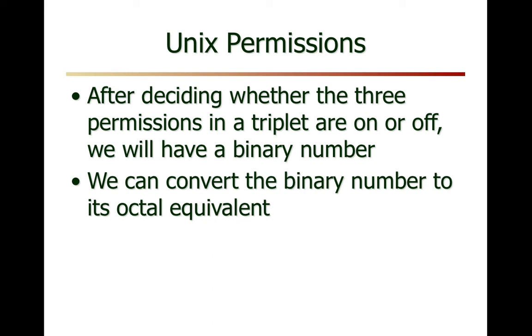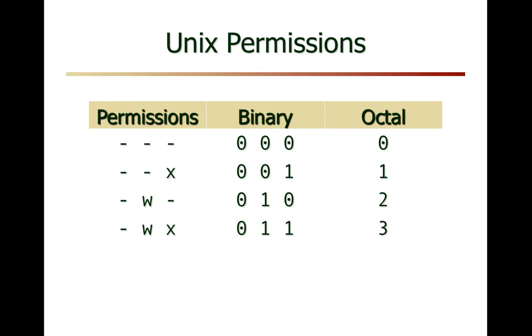After deciding whether the 3 permissions in the tuplet are going to be on or off, you have a binary number that comes out of it. So you can convert the binary to an octal equivalent, and here you go. If the permission is off, off, off, you get 0, 0, 0, or the octal 0. So when I went chmod 000, you just turned everything off for user, for group, and for other, or world.